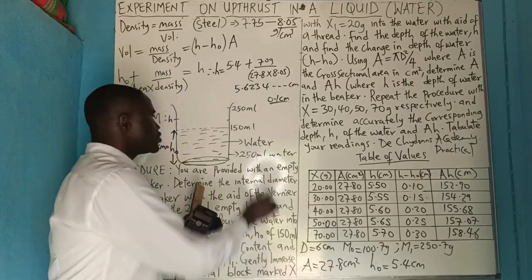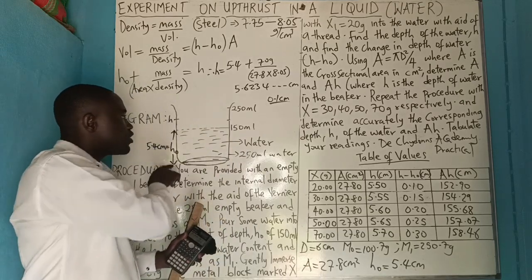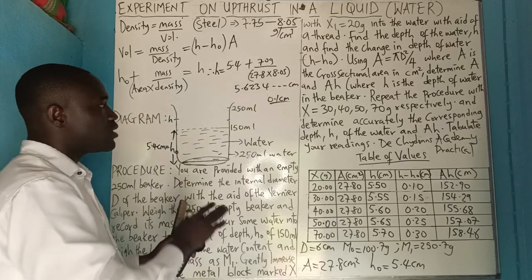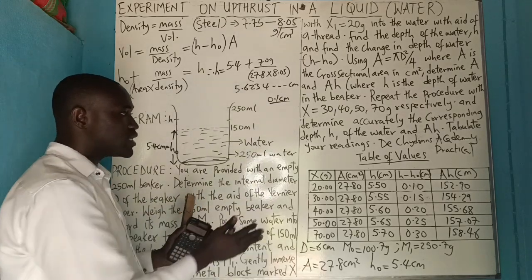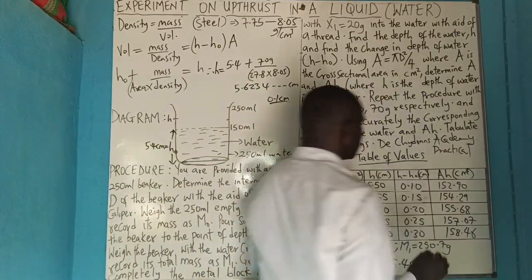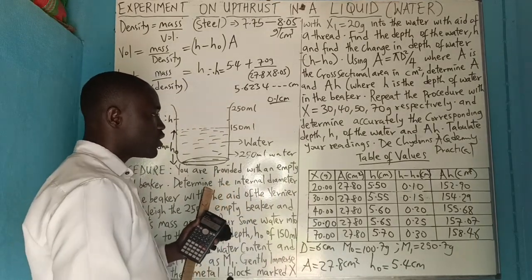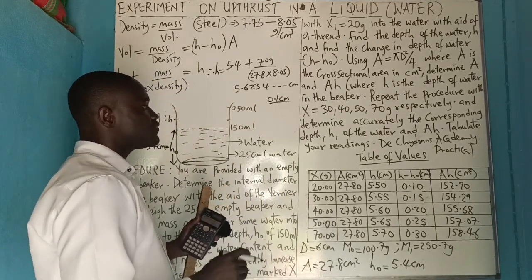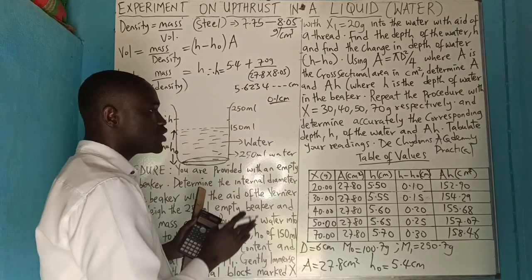Just note the mass of the empty beaker, that is 1, and note the height of the water, that is 2. You are good to go to do your manipulation. We have gotten our table of values. The unit of AH is cm cube, area times height, cm cube. Okay, so next is for us to plot the graphs and answer questions that will follow it up.